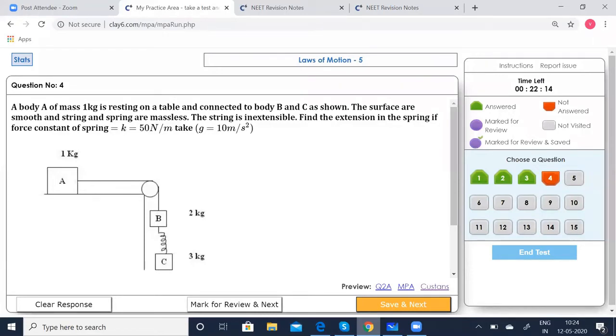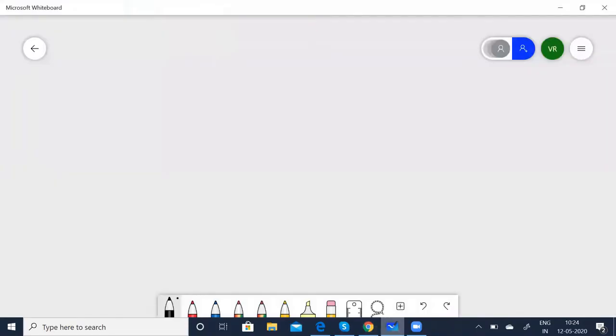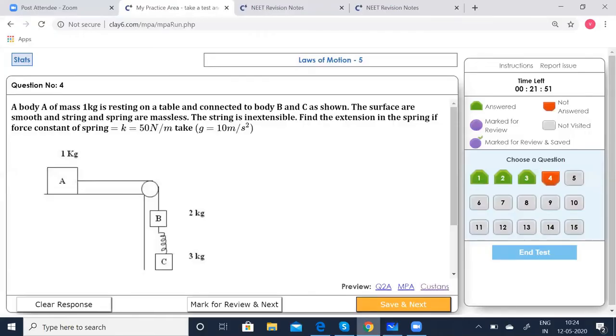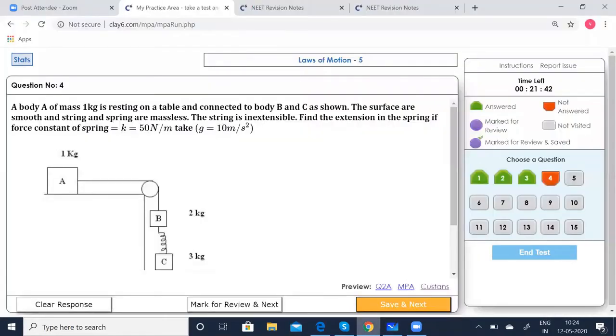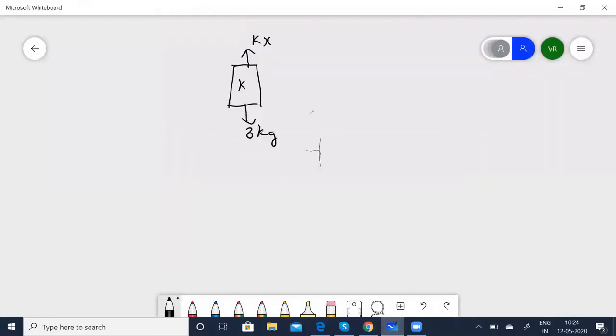First of all, let me draw the free body diagram. This is Kx, which is the reaction upwards. The mass is 3 kg. Now it is very clear from the figure that the acceleration is going to be downwards. Let me mark it. Acceleration is downwards.